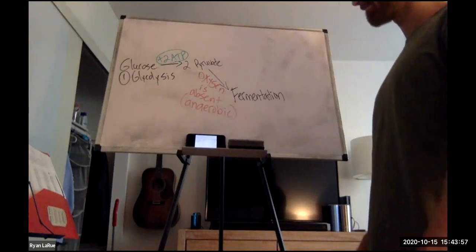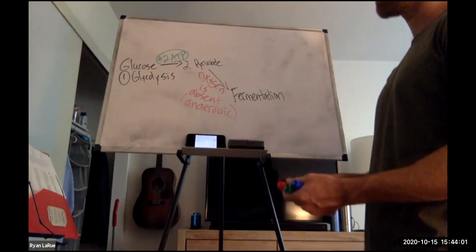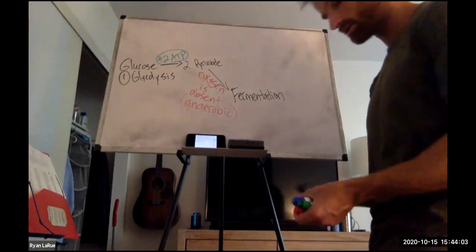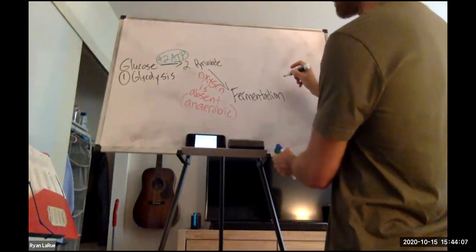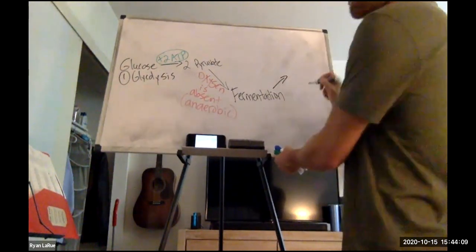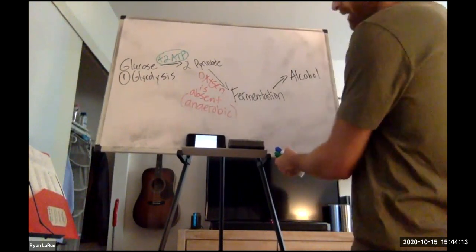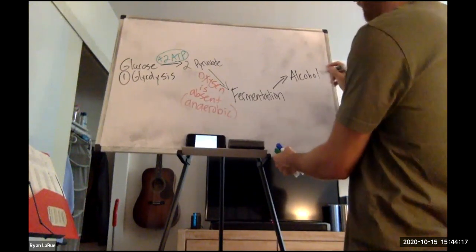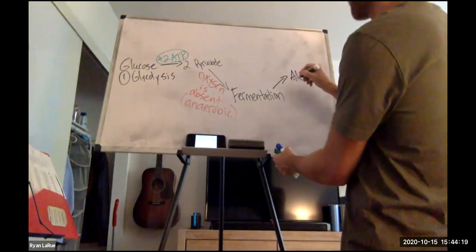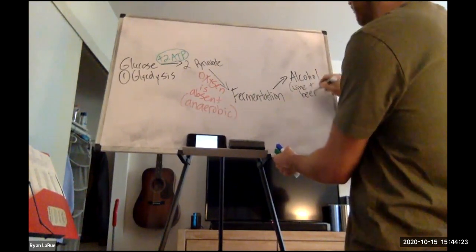Okay, so depending on the organism, there's two different types of fermentation. It's actually kind of interesting. So we'll start with my favorite, alcohol fermentation. I like beer. So alcohol fermentation, this is producing wine and beer.